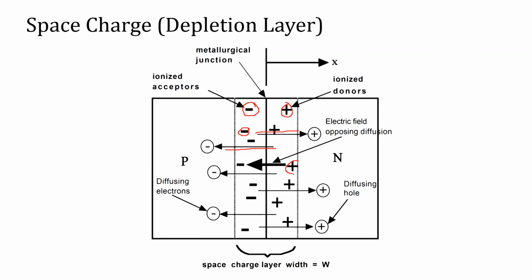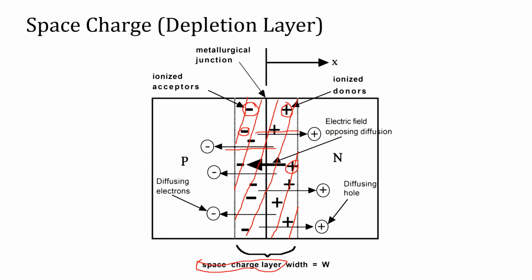So these ions are not free to move, and therefore this region from where these charge carriers have left towards the opposite side is known as the depletion region, because there are no free charge carriers here, only immobilized positive or negative ions. This is also known as the space charge layer.